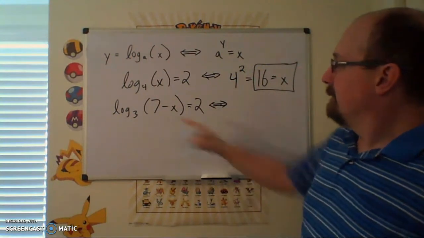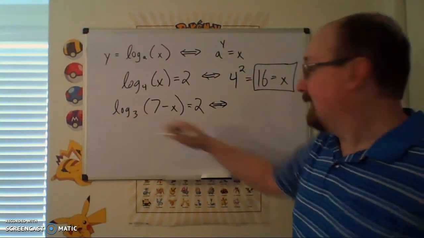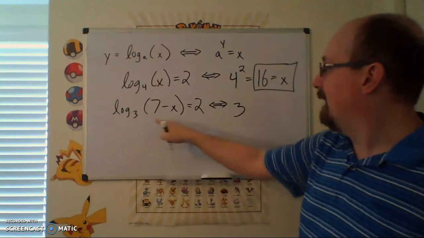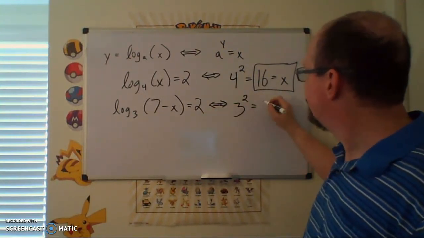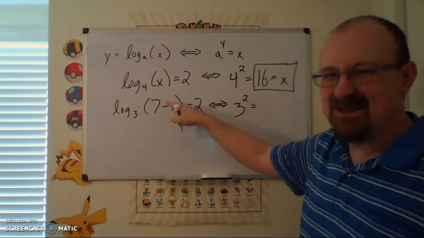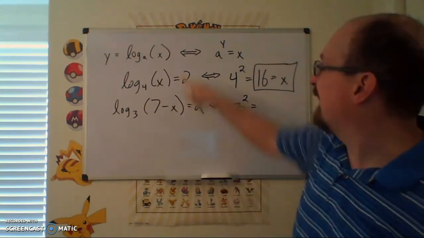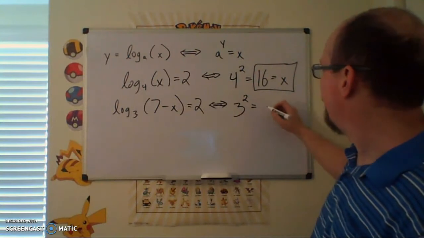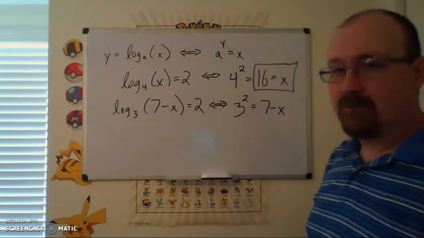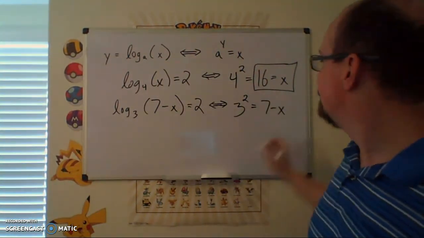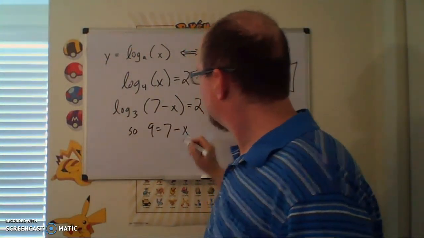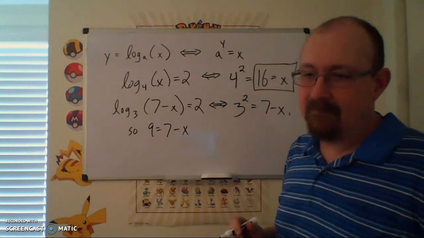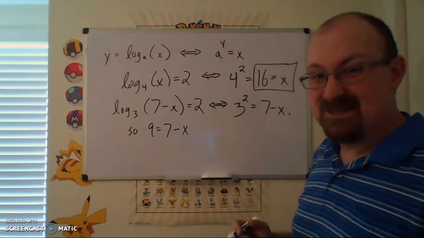So our a this time around is 3. So we have 3 to the y, this guy over here by himself, equals the stuff on the inside. So I know there is an x there, but it's kind of standing in like this x in our original formatting. So we have 3 squared equals 7 minus x. So we have 9 equals 7 minus x.